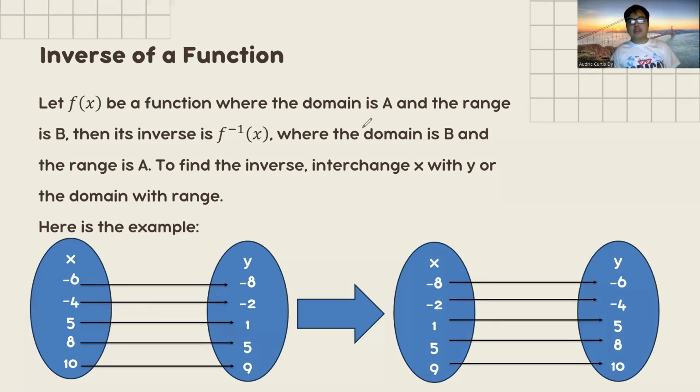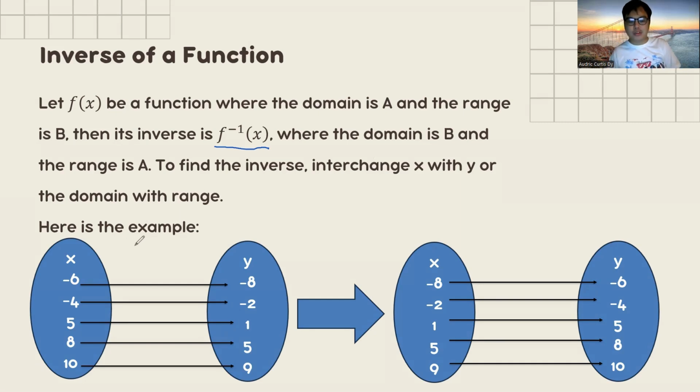The domain is A and the range is B. Then its inverse is this notation for the inverse of f of x. So this is just a symbol. To avoid some confusion, -1 is not intended to be the exponent, but indeed, it is intended to be the symbol for the inverse of f of x, where the domain is B and the range is A. So as we see, the domain has been interchanged with the range. So to find the inverse, interchange x with y or the domain with range.